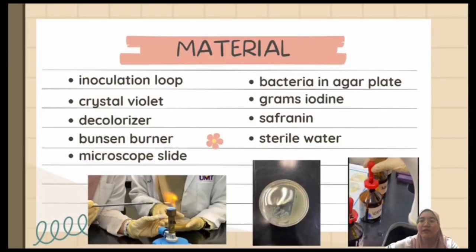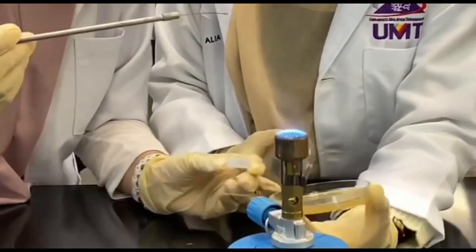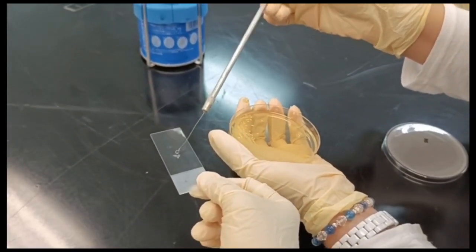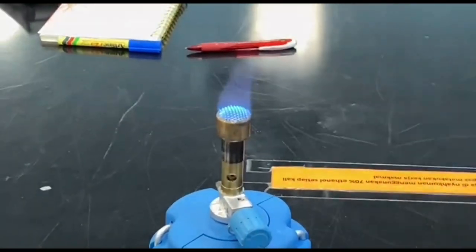For the materials, we have an inoculation loop, bacteria on an agar plate, crystal violet, gram iodine, decolorizer, safranin, a Bunsen burner, sterile water, and also a microscope slide. Next, for the method, sterilize the inoculation loop. After, drop sterile water and then put a colony of bacteria. After it dries, heat fix the bacteria on the slide.